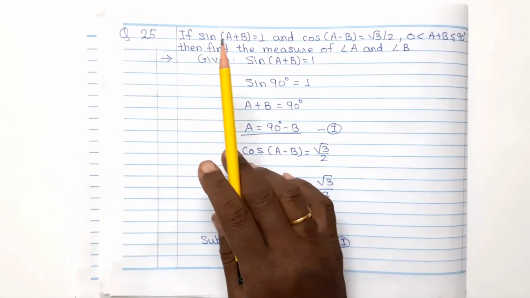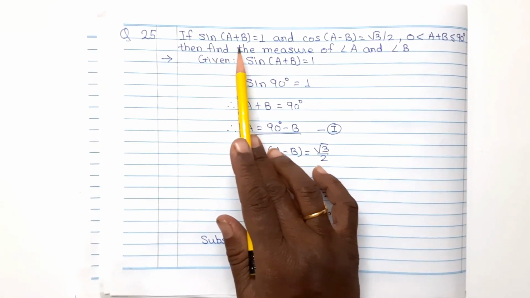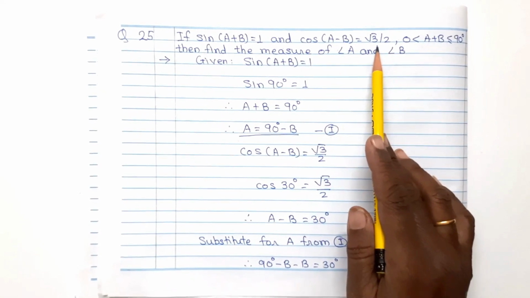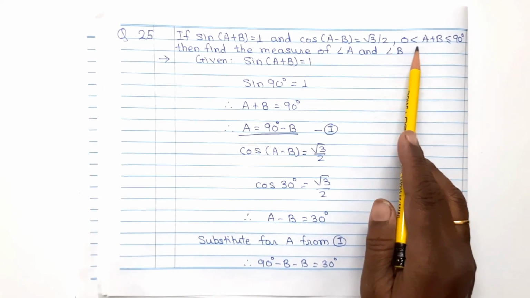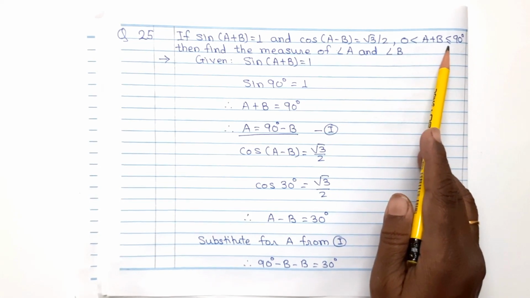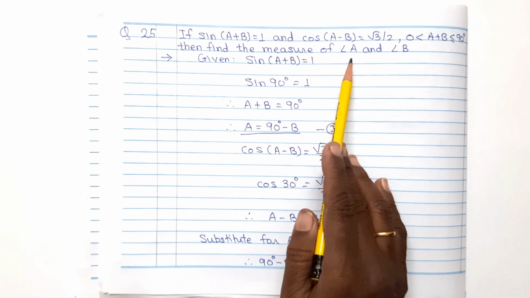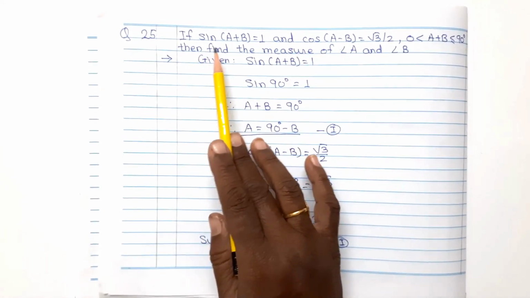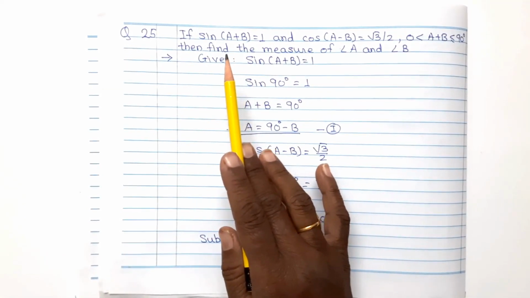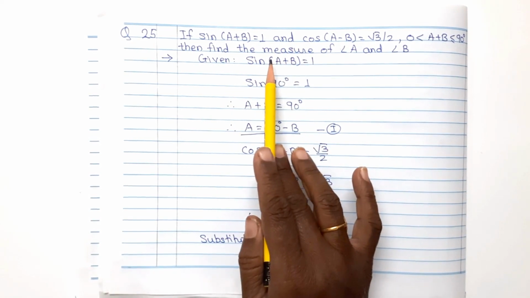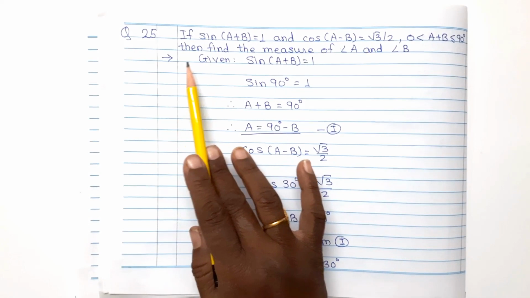You are solving this problem. If sine of (A plus B) is equal to 1 and cos of (A minus B) is equal to root 3 upon 2, where 0 is less than A plus B less than or equal to 90 degrees, then find the measures of angle A and angle B. Here I have written the question; in your exam you need not write the question in your answer book. You can directly start from here.